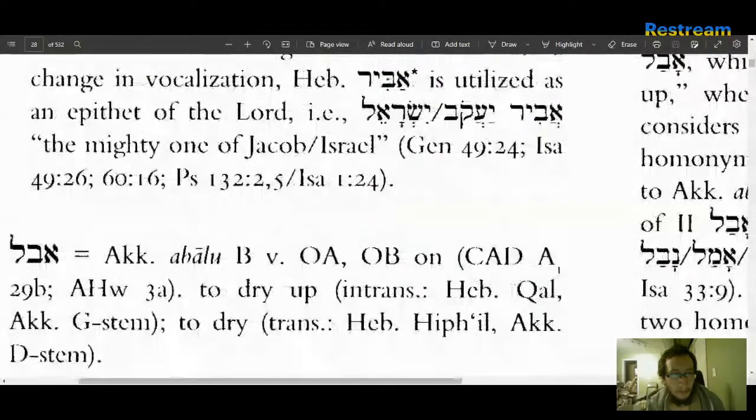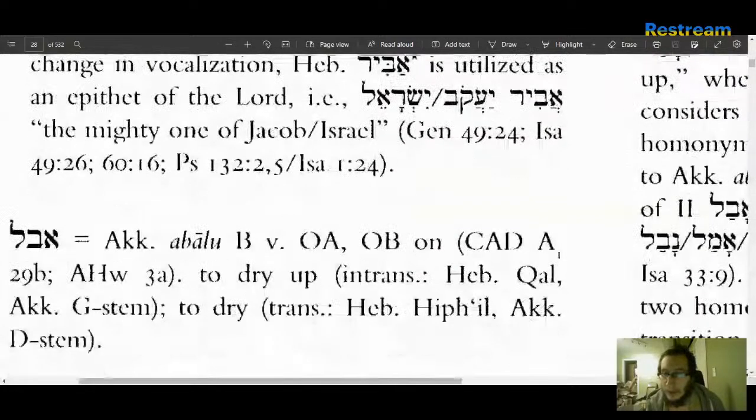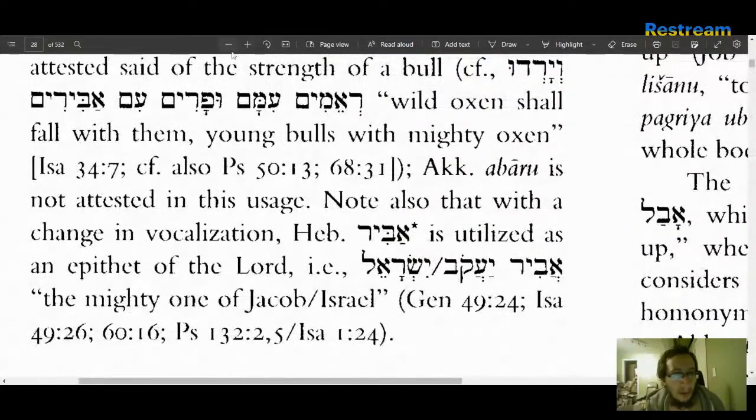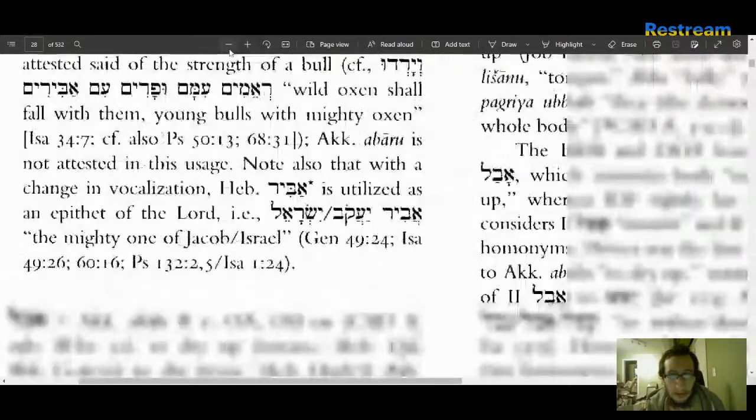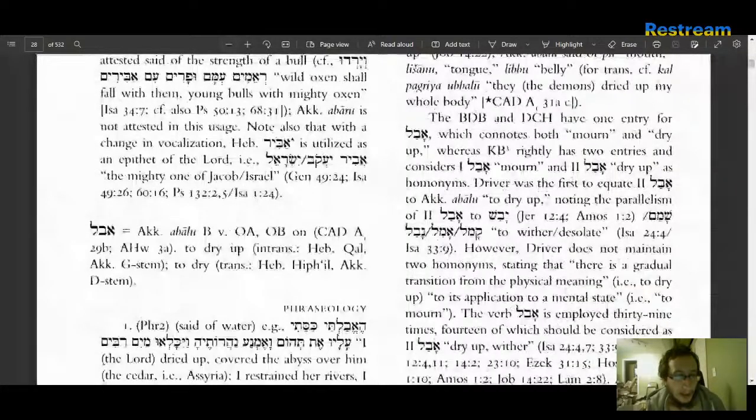Okay. So let me see how much is left of the Akkadian words here.